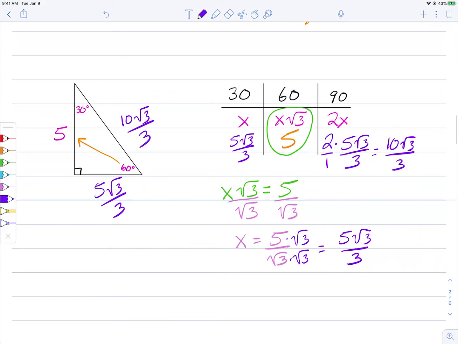Use your table of values to figure out what your x value is. You're going to come across an equation. Some of them are much quicker than others. Some of them you're going to have to solve for x to actually figure it out. Do not forget to rationalize your denominators.